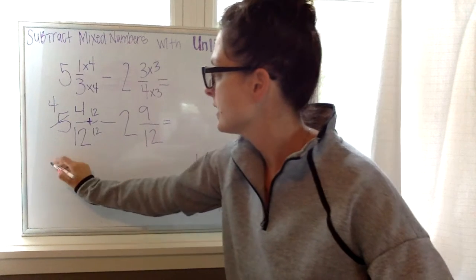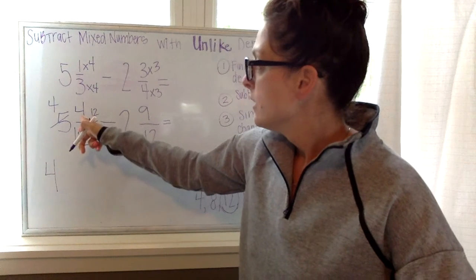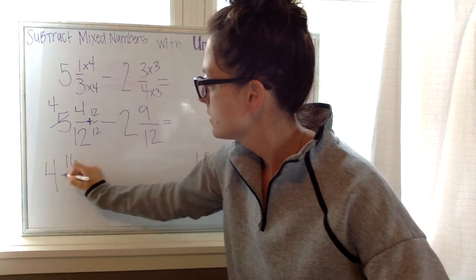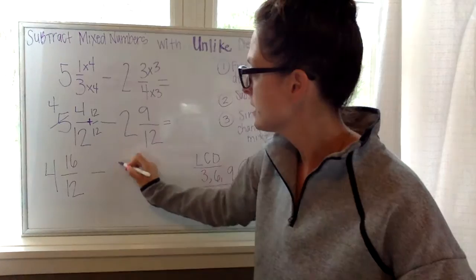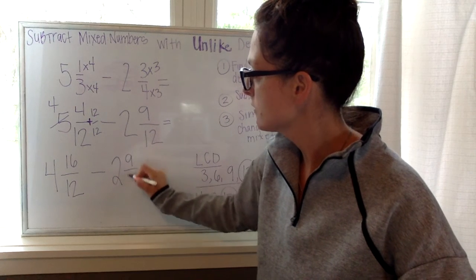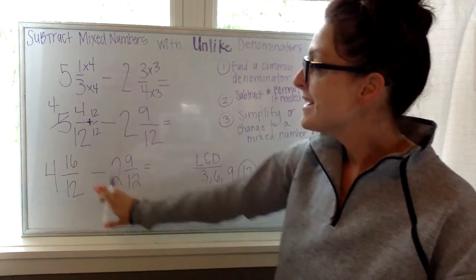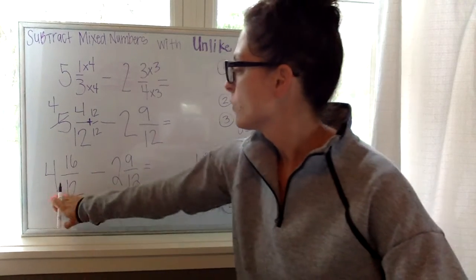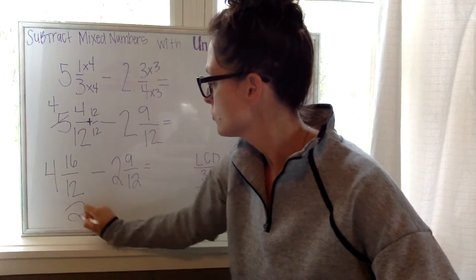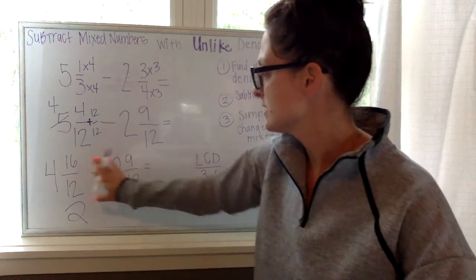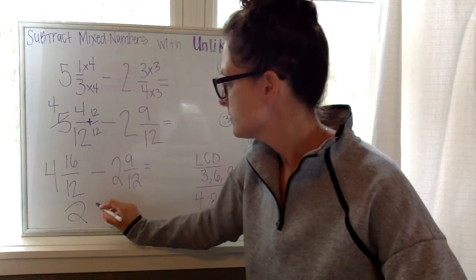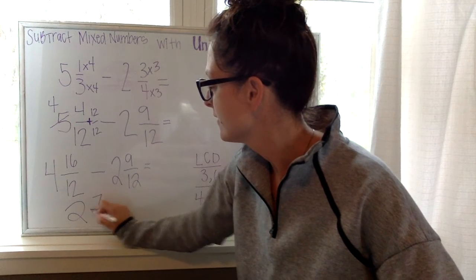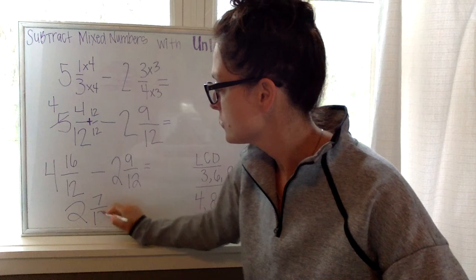Now I'm going to rewrite this again. I have 4, and then I have 4 twelfths plus 12 twelfths, which gives me 16 twelfths, minus 2 and 9 twelfths. Now since this first fraction is larger than my second fraction, I can subtract. I have 4 minus 2, which gives me 2. And now I have 16 minus 9, which gives me, what is it? Yeah, right, 7. And my denominator stays the same, which is 12.